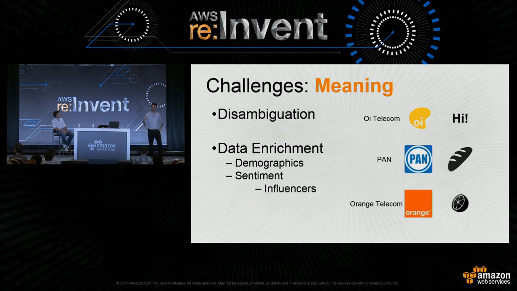Of course, we do a lot of data enrichment: demographic information, sentiment information, influencers. Sentiment information is not that accurate, so we always have to do human analysis. And that's something that differentiates us from the competitors as well.